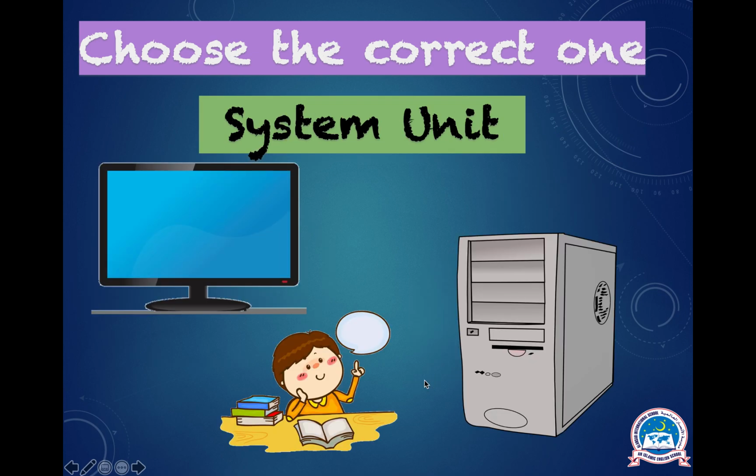And the last one. Which one of the two is known as the system unit? Is it this one or is it this one? Point to the correct answer. Amazing work, grade ones. The system unit has the brain of the computer inside of it, and that is known as the CPU.